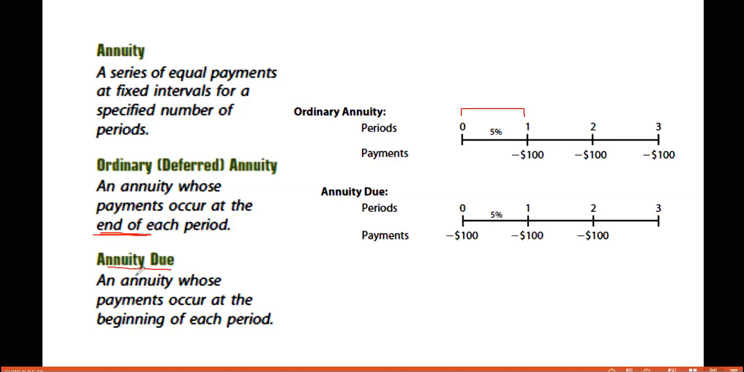Annuity due is one in which payments occur at the beginning of the time periods. Here you can see that the payment is from the very start, that is from the start of year one. And in an ordinary annuity, the payment is at the end, after completing 1 year or one time period. So we have two types of annuity, ordinary or due.